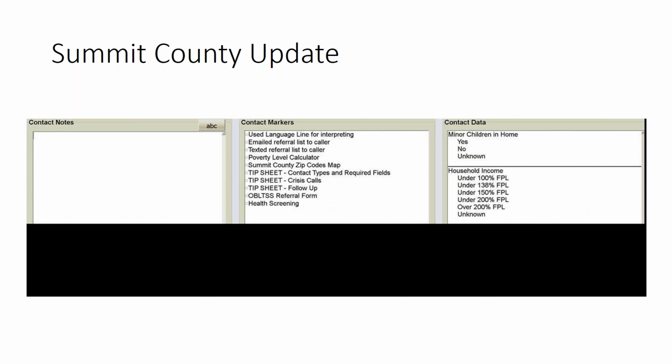So here's just a screenshot of what it's going to look like. In the contact data, you'll see minor children in the home, yes, no, or unknown, and household income. It's based on percentage of poverty level, and if you're unable to determine where they might land in that percentage of poverty, they do have a poverty level calculator here in the contact markers that you can use to help determine that if necessary.